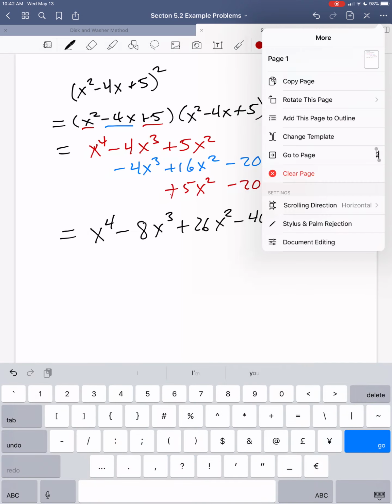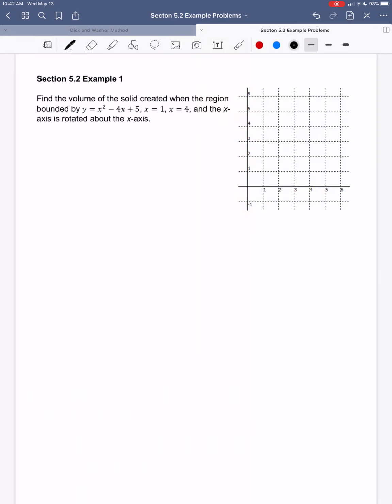So let's go to the problem itself here. Find the volume of the solid created when the region bounded by y equals x squared minus 4x plus 5, x equals 1, x equals 4, and the x-axis is rotated about the x-axis. So I'm rotating about the x-axis, so I'm going to be rotating in that direction, right, around the x-axis there.